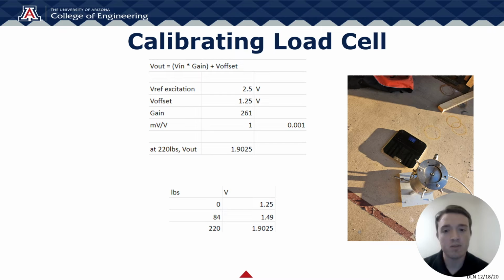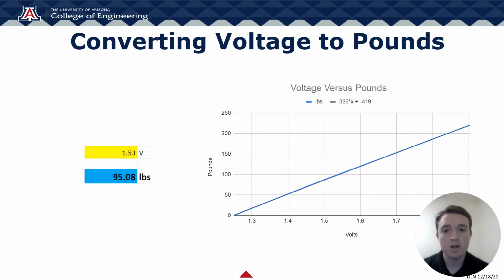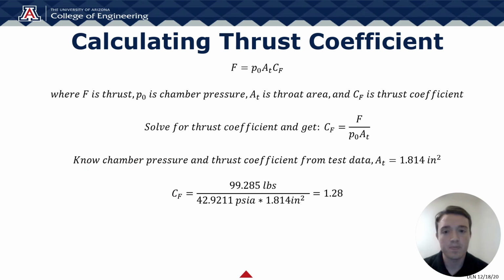The last point came from calculating the full-scale output. The load cell's max force is 220 pounds, so using the formula for output voltage, the output is 1.9025 volts. I then plotted these on a graph to identify the relationship. Looking at the graph, I added a line of best fit to the 3 points and came up with an equation. I then used a linear equation to find the corresponding force in pounds for the output voltage given by the load cell. For example, when we got a voltage of 1.53 volts, I plugged that into the equation to get a force of 95 pounds.